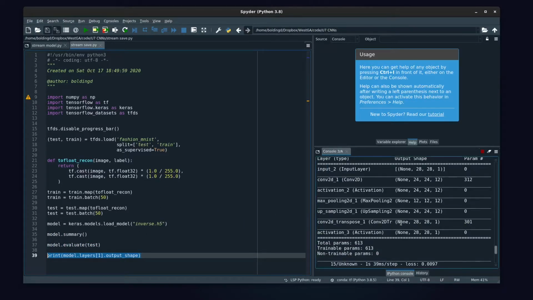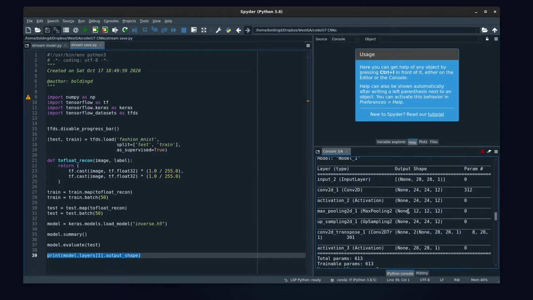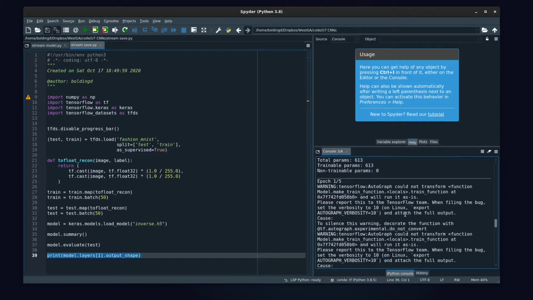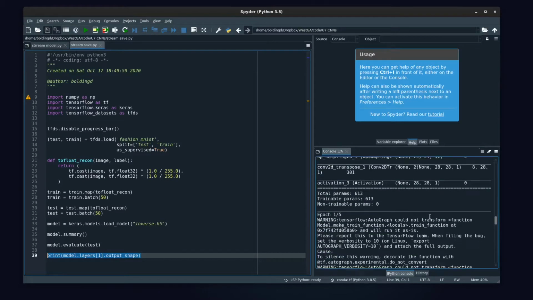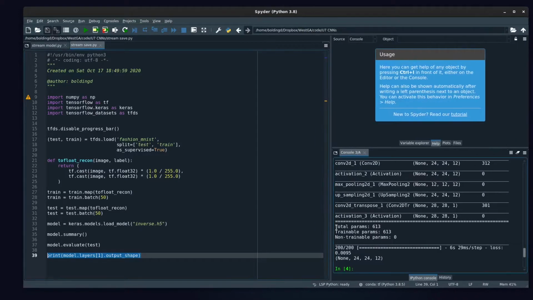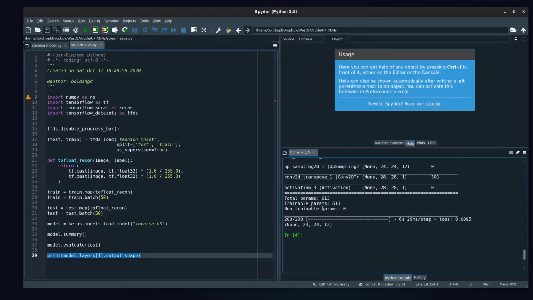If I click run, we see it outputs this. This looks the same as this. This was the copy from before when we trained. Whoops. This is the copy from before when we trained. This is the copy from when we loaded in the other model, right? Total params are the same. We have one pass through it because we're testing on the data once.